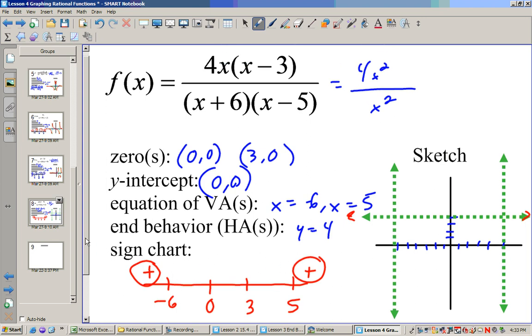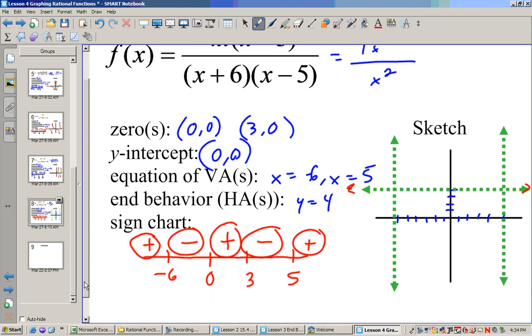If I have a -5, that would be negative, negative, positive, negative. So there's 3 negatives, so that would make that a negative. If I plug in a 1, that would be positive, negative, positive, negative. 2 negatives make it positive. If I plug in a 4, it would be positive, positive, positive, negative. So now we have all of our signs.